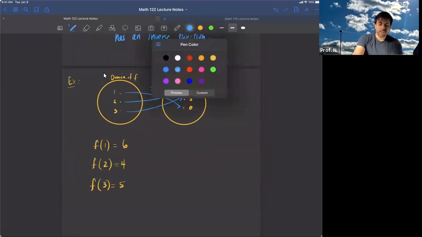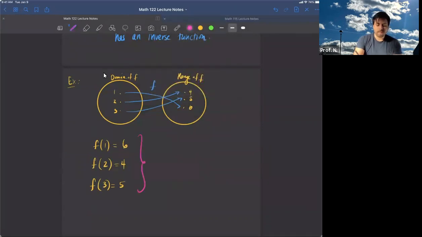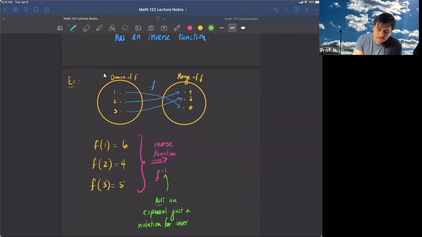But what if I want to talk about the inverse? Now, the notation for the inverse function is given by f, and you put a -1. This is not an exponent. Let me just say this. This is not an exponent. This is just a notation for inverse. That's all it is.